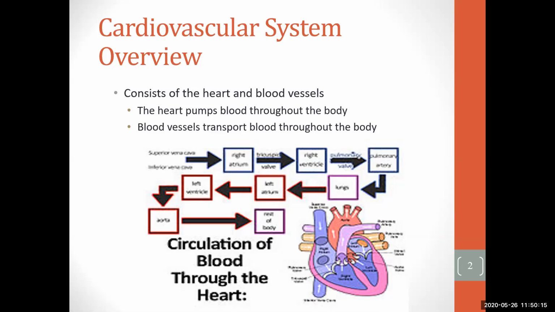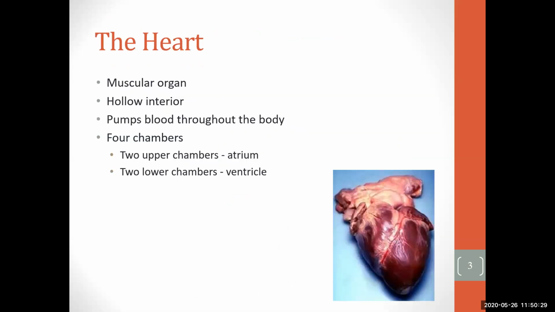The blood goes from the superior vena cava to the right atrium, right ventricle, out to the pulmonary arteries, to the lungs, left atrium, left ventricle, aorta, and then to the rest of the body. The heart itself is a muscular organ, so it's a muscle. It does have a hollow interior that consists of chambers. It pumps blood through the body.